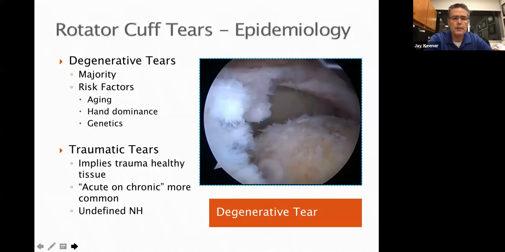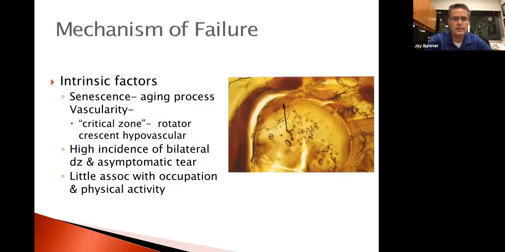The majority of tears that we see are degenerative tears. The risk factors for these are aging, hand dominance, and genetics, which really haven't been fully defined as of yet. We do, however, see some traumatic tears, and truly traumatic tears are pretty rare. This implies trauma to healthy tissue. More commonly with the traumatic tears, what we see is an acute on chronic situation where you have a minor injury on top of pre-existing disease.